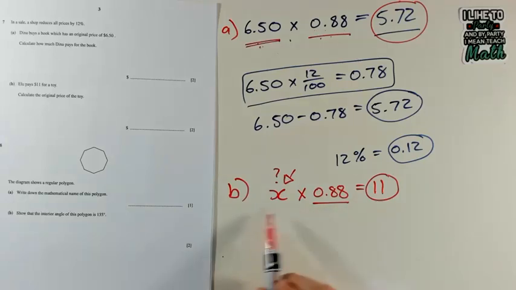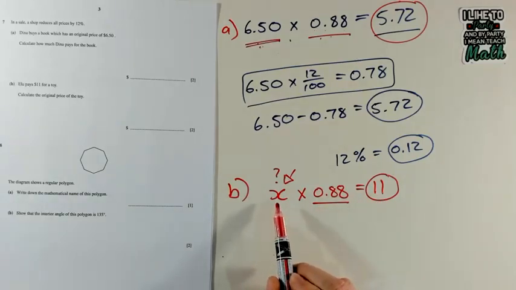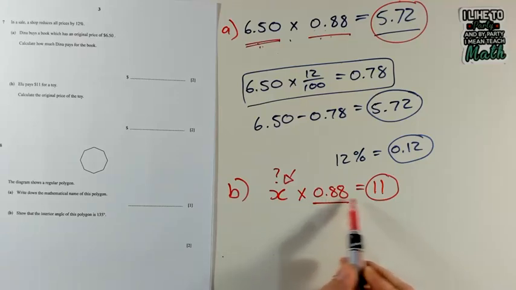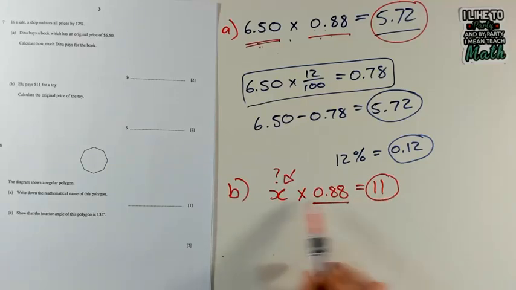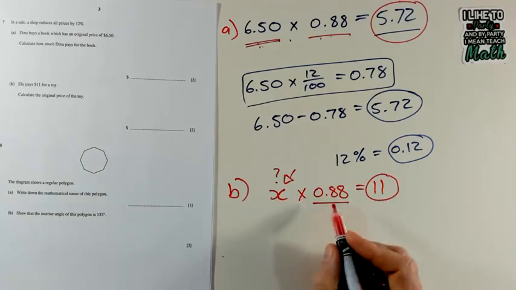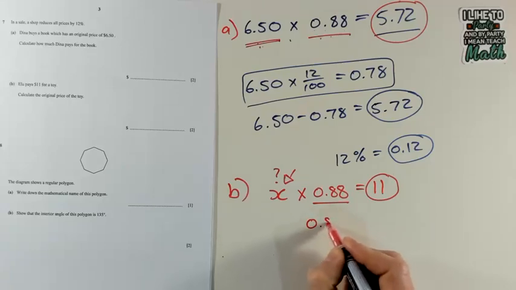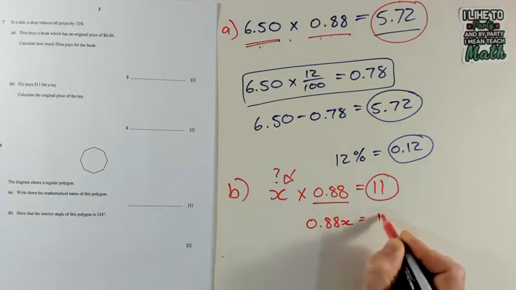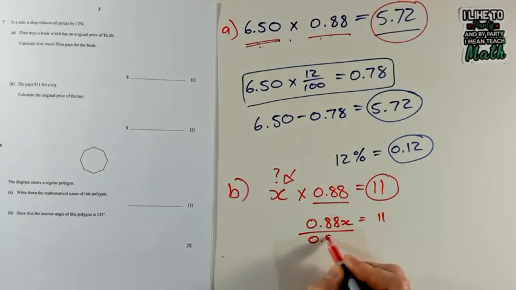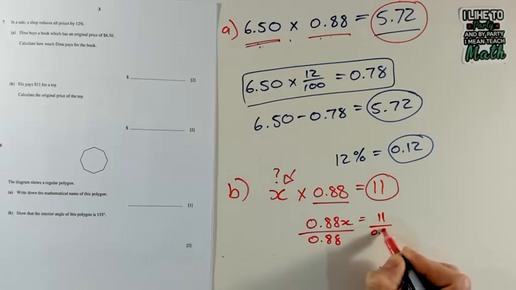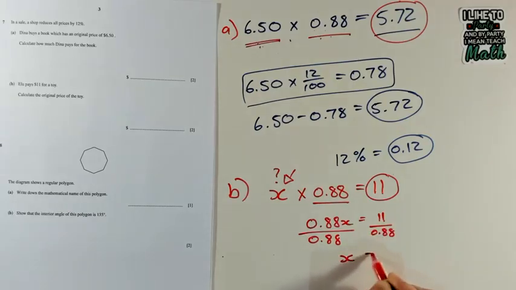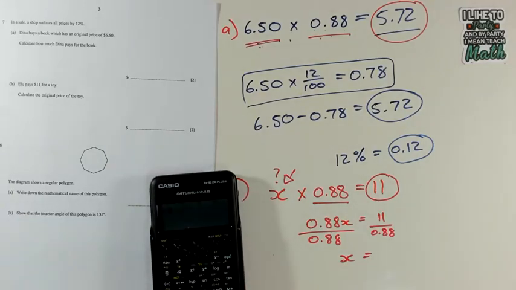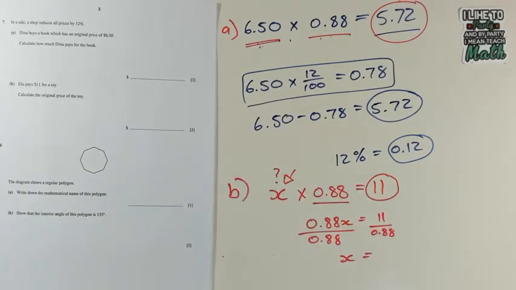So a couple of different ways of looking at this. I like this way because it's like, hey, an unknown times a certain something is going to give me 11. And this is a normal equation. So if I write this as 0.88x is 11, then I just divide by 0.88 on both sides. And then I would have x is, and hopefully that gives me 11. 11 divided by 0.88 gives me 12.50.